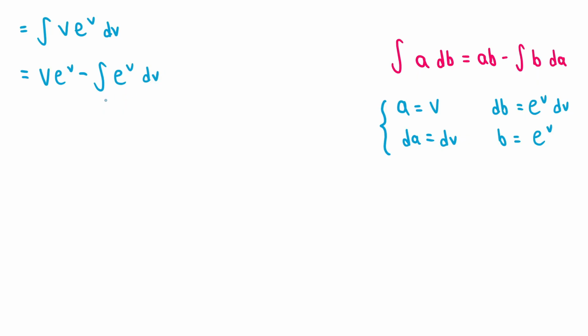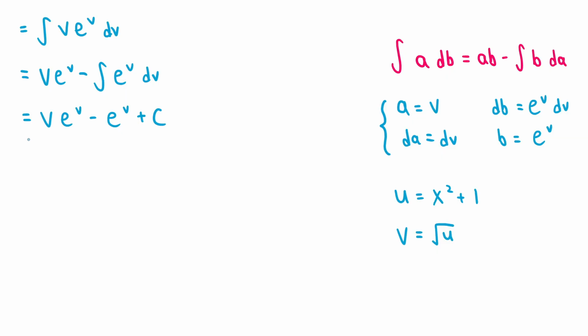So the integral of e to the v is just a standard integral, and it's just equal to e to the v, so the entire expression is just v e to the v minus e to the v, and we also have to add the constant of integration c. So I'm just going to remind you that we originally substituted u equals x squared plus 1, and v equals the square root of u. So let's substitute the square root of u back into the expression for the v.